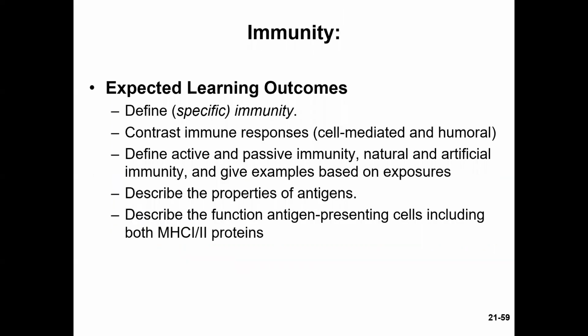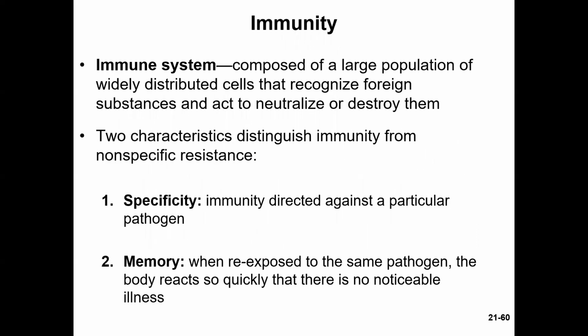So when we talk about immunity, our expected learning outcomes: we're going to define specific immunity. We're going to contrast immune responses, cell-mediated and humoral. We're going to define active and passive immunity, natural and artificial immunity, and give examples based on exposures. We're going to describe the properties of antigens. We're going to describe the function of antigen-presenting cells, including both MHC 1 and 2 proteins.